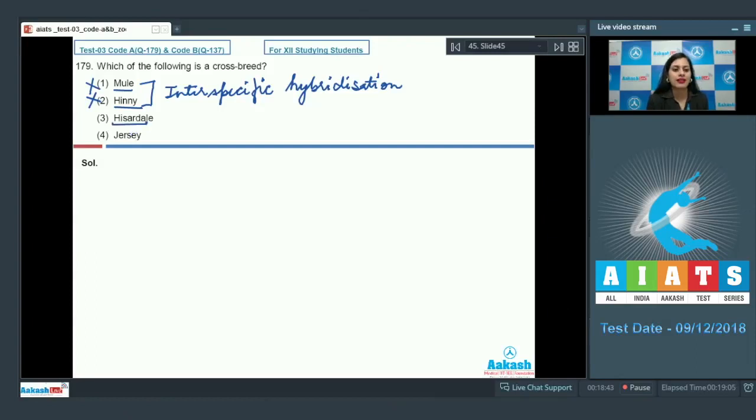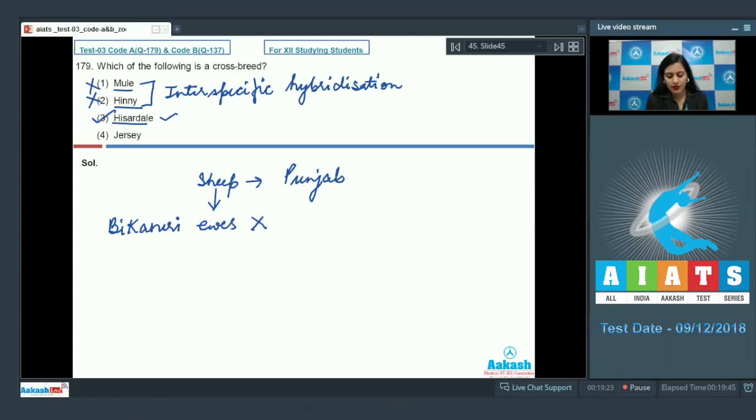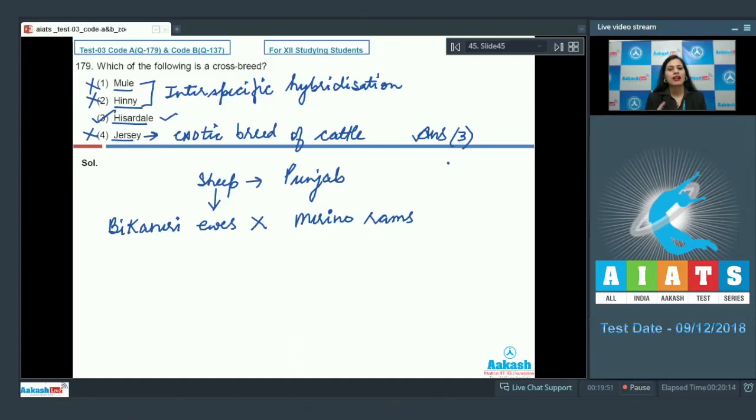The third option given is Hisardale, and this is the correct answer to our question, because Hisardale is a crossbreed of sheep developed in Punjab by crossing Bikaneri Ewes with Merino Rams. And this is the correct answer to our question. The last option given is Jersey, and Jersey is an exotic breed of cattle. So this cannot be a correct answer to our question. So the correct answer is option number 3. Let's discuss our next question.